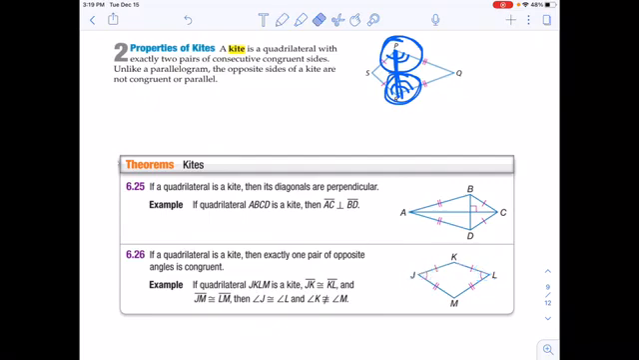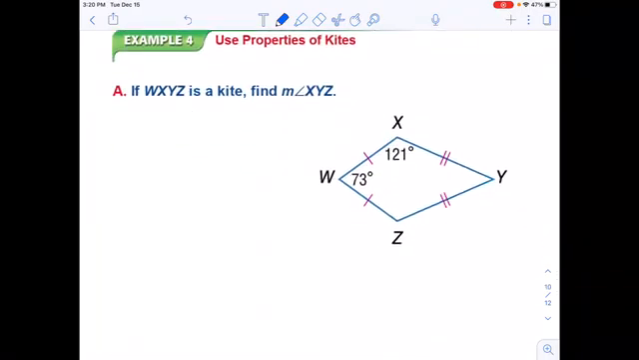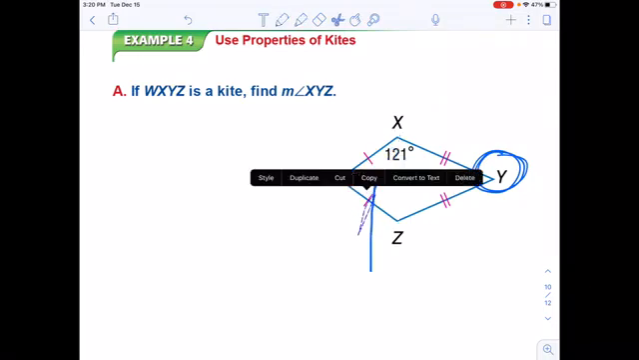We also know, I kind of skipped over 6.25, that also like a rhombus, their diagonals come in and are perpendicular to each other. That means we can do a lot of Pythagorean theorem if we need to. So we have this kite, WXYZ. We are going to find the measure of angle XYZ, this guy. So if you recall where the two triangles come together, those two angles are congruent to each other.